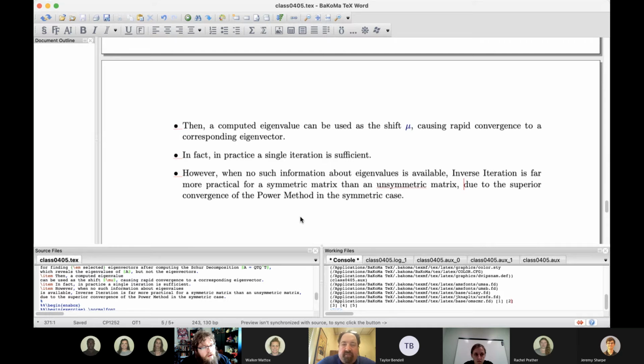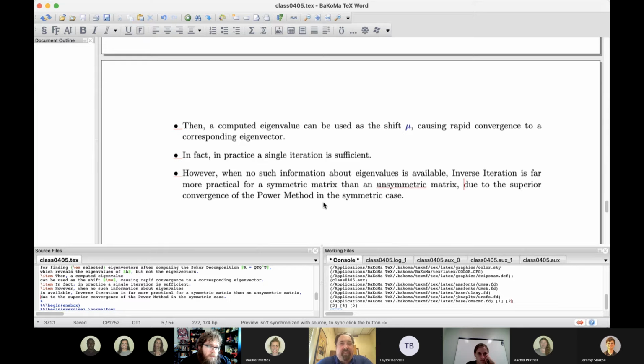Okay, but if you don't have eigenvalues handy, you just have to take a guess at the shift. You could still try using it for an unsymmetric matrix, but it's better for a symmetric one, just because of power. You're using a power method. That's what inverse iteration is, a power method applied to a shifted inverse matrix, and that converges much more rapidly in the symmetric case, as I mentioned a little while ago.